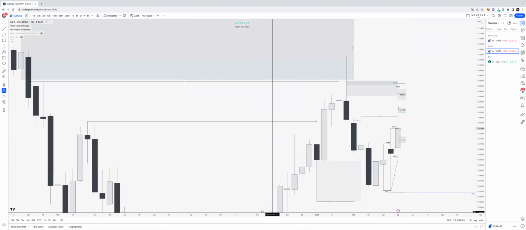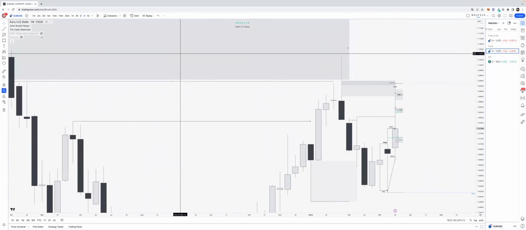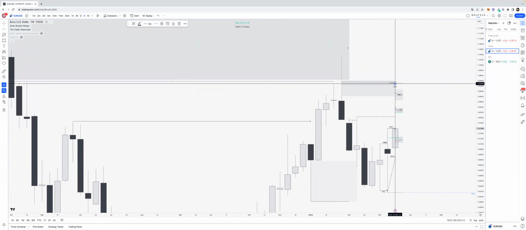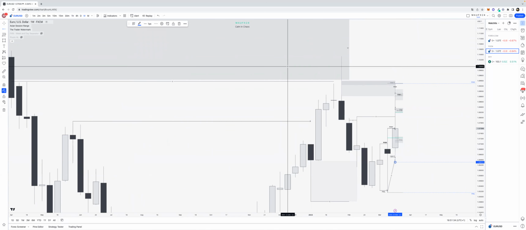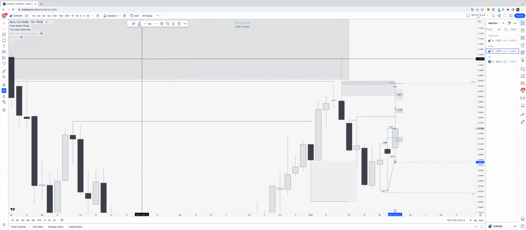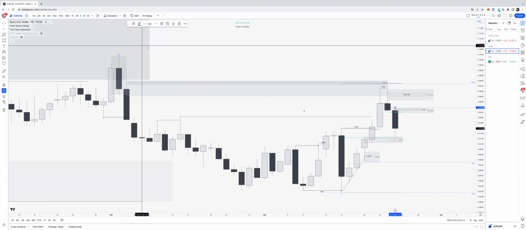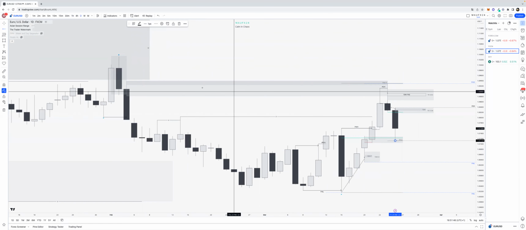So we got our previous weekly high above here, and we got a previous weekly low down here. And for the day, we have our previous daily high above here, and we have our previous daily low down here.